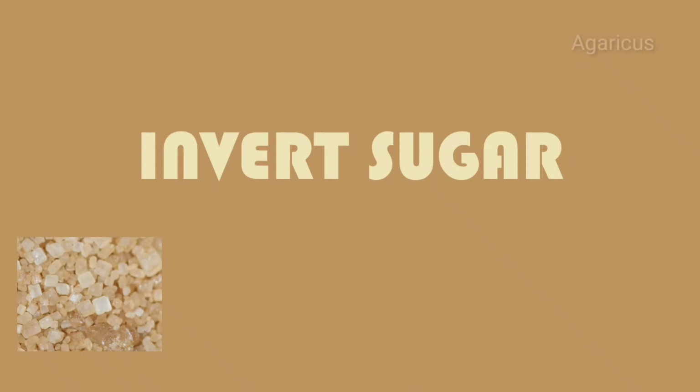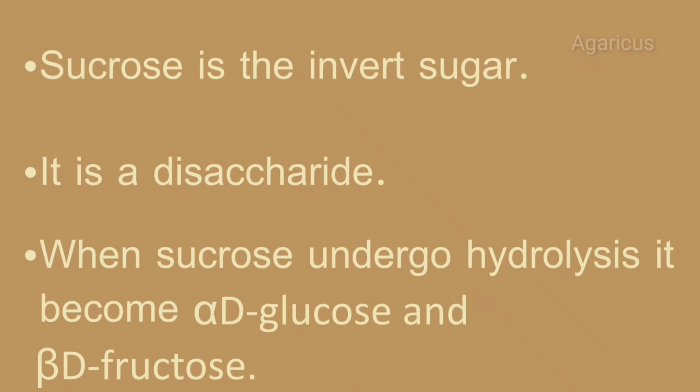Now we are discussing invert sugar. Sucrose is the invert sugar. It is a disaccharide. When sucrose undergoes hydrolysis, it becomes alpha-D-glucose and beta-D-fructose.